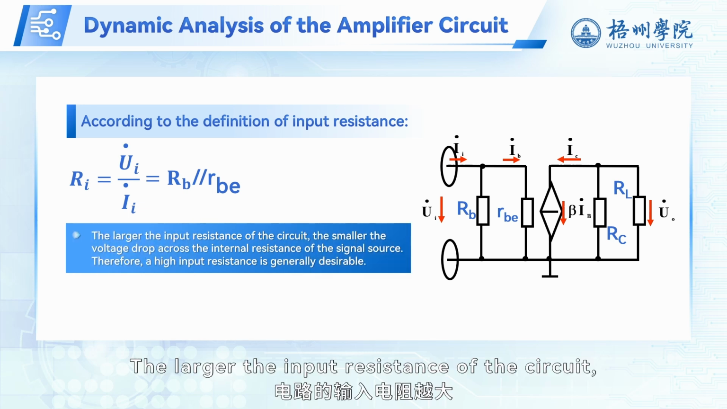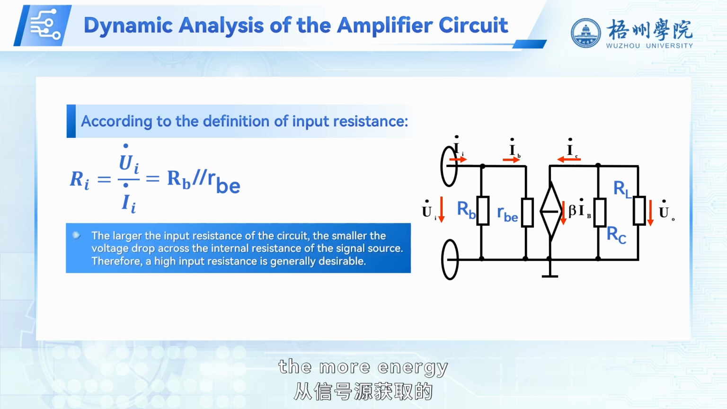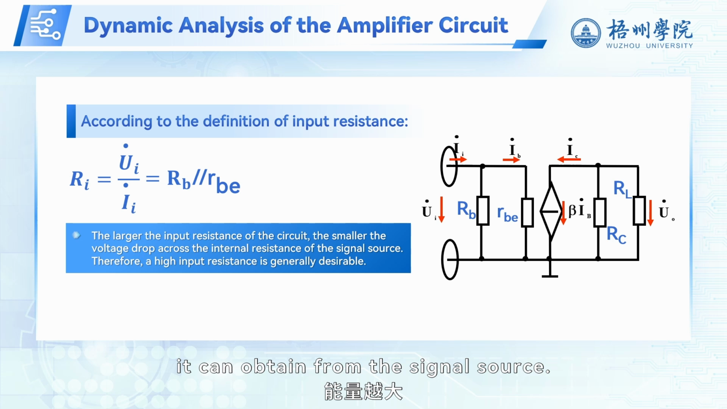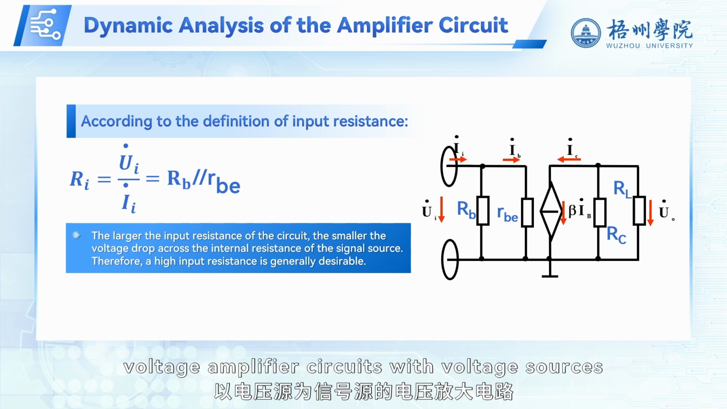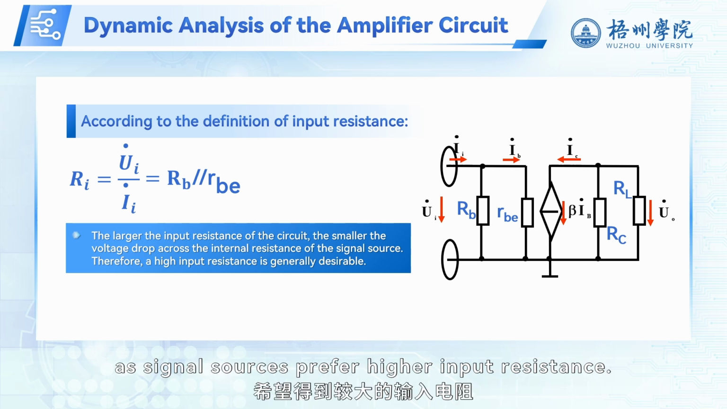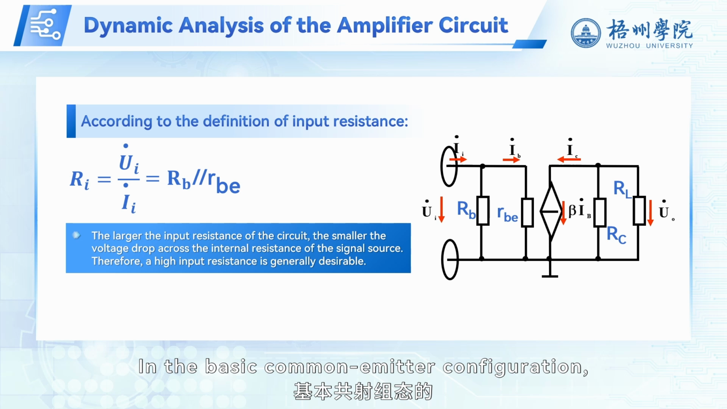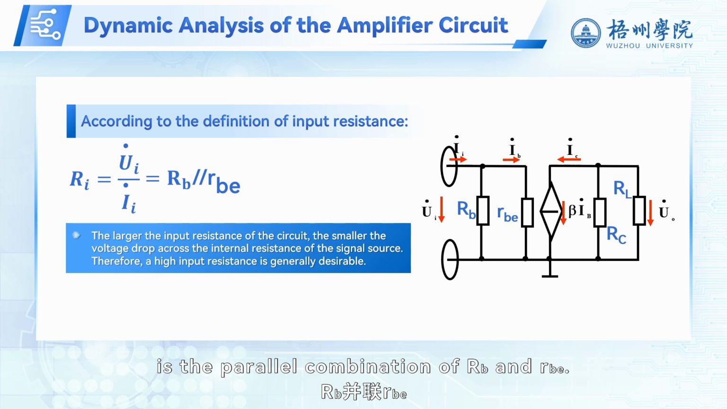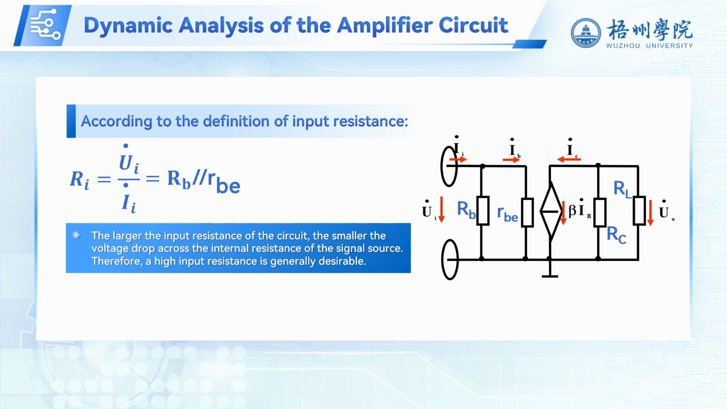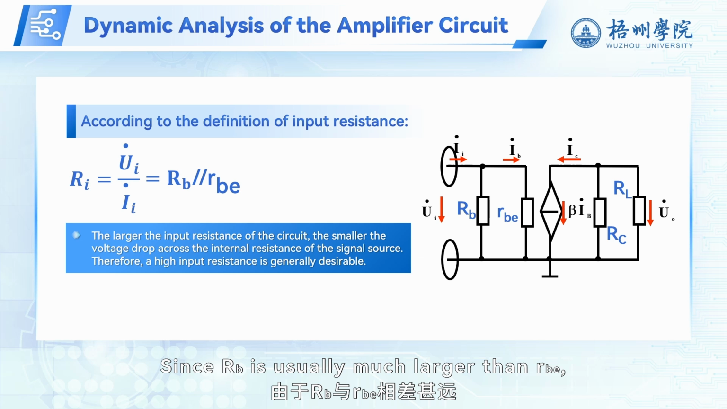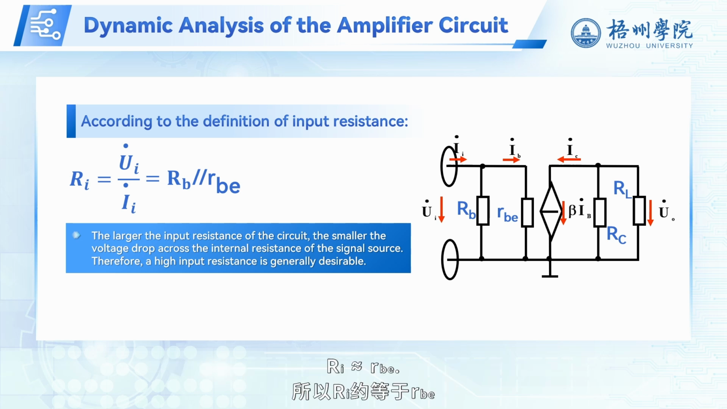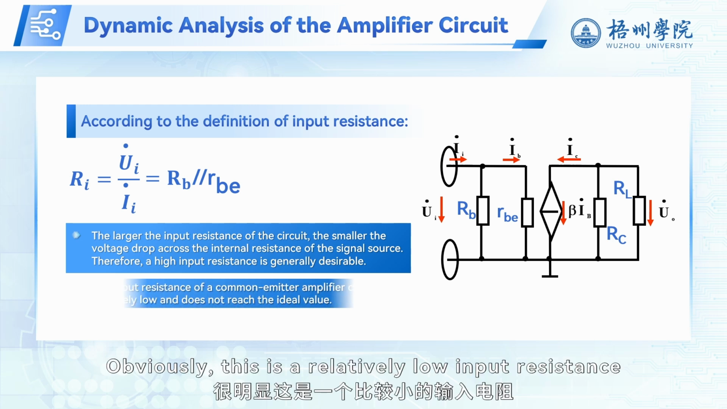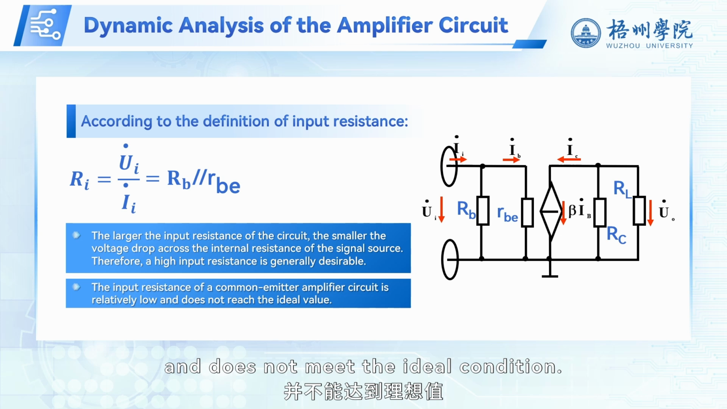The larger the input resistance of the circuit, the more energy it can obtain from the signal source. Therefore, voltage amplifier circuits with voltage sources as signal sources prefer higher input resistance. In the basic common emitter configuration, the input resistance is the parallel combination of RB and RBE. Since RB is usually much larger than RBE, Ri is almost equal to RBE. Obviously, this is a relatively low input resistance and does not meet the ideal condition.